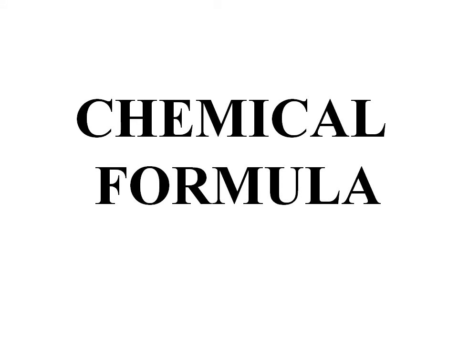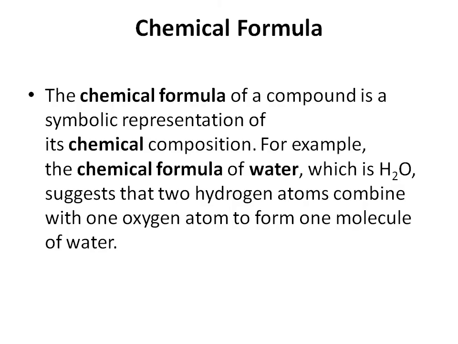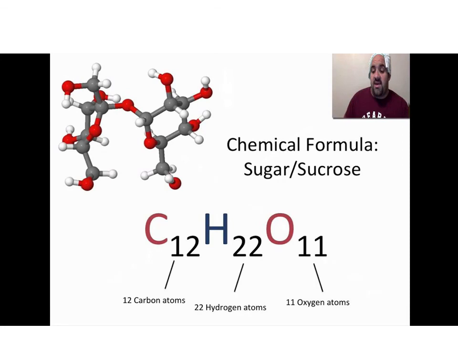And lastly, chemical formula. This would be like H2O. It's the representation of the molecule. So H2O tells me I've got 2 hydrogens combining with 1 oxygen to form a molecule of water. It gives you exactly how many atoms there are in the compound. Here's sugar, C12H22O11. I mean, that's telling me that I've got 12 carbons, 22 hydrogens, 11 oxygens. It doesn't tell me the shape. It doesn't tell me exactly how they are bonded together, but it gives me at least the formula of how many I need in each one of these.